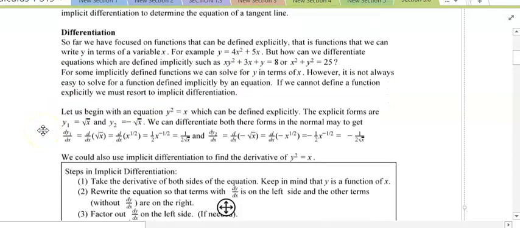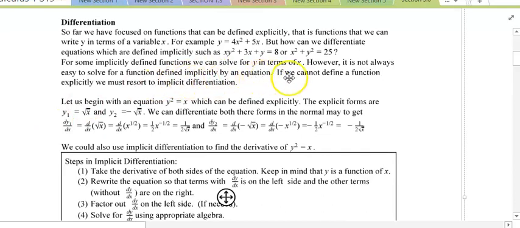There are some functions that are implicitly defined, which we can solve explicitly for y, and then use the differentiation techniques that we have been using so far. One such example is y squared is equal to x. We can define this explicitly by solving for y, taking the square root of both sides. We could call one of these y sub 1, the other y sub 2, where y sub 1 is equal to radical x and y sub 2 is negative radical x.